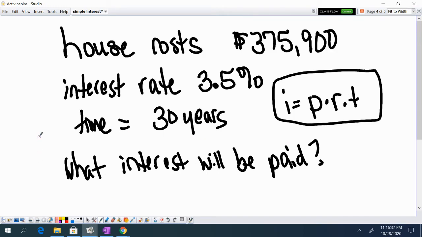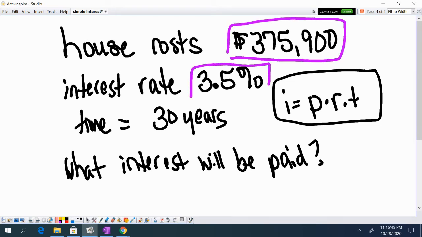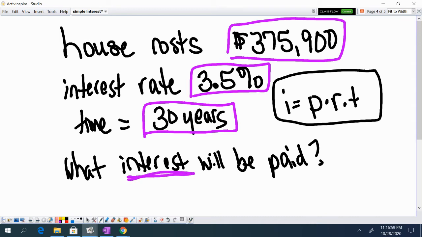So if the house costs $375,900, this is what my house cost. My interest rate is 3.5%, 3.5%. And the amount of time I'm going to pay for that house is 30 years. So here's my formula. Interest equals principal times rate times time. So what interest are you going to pay on this house loan?